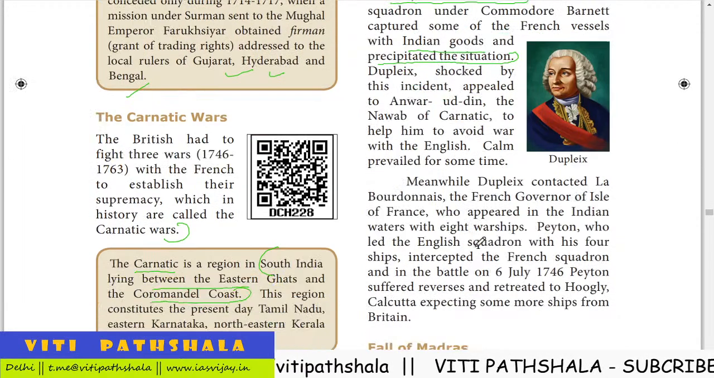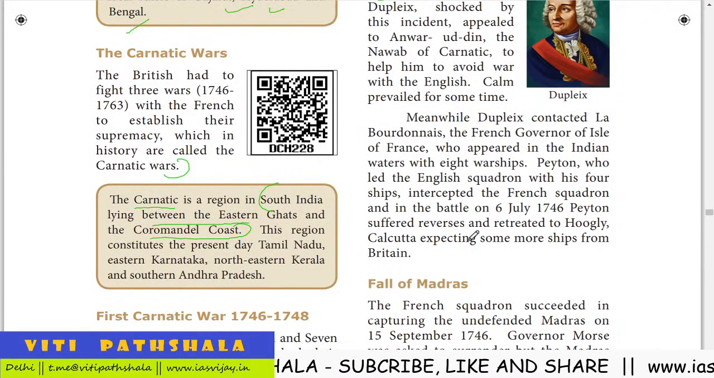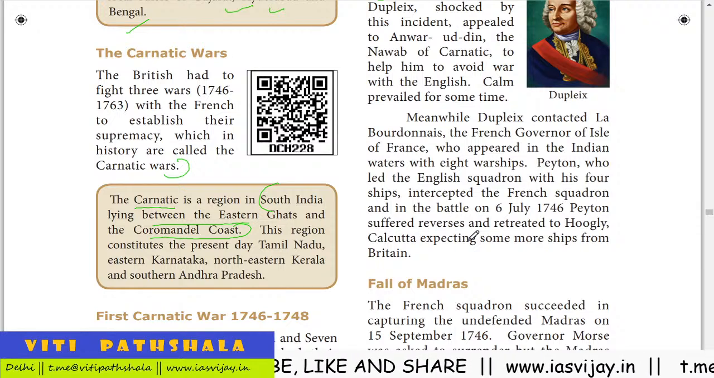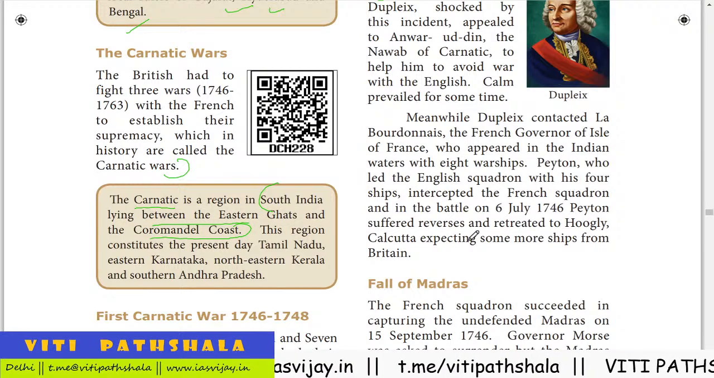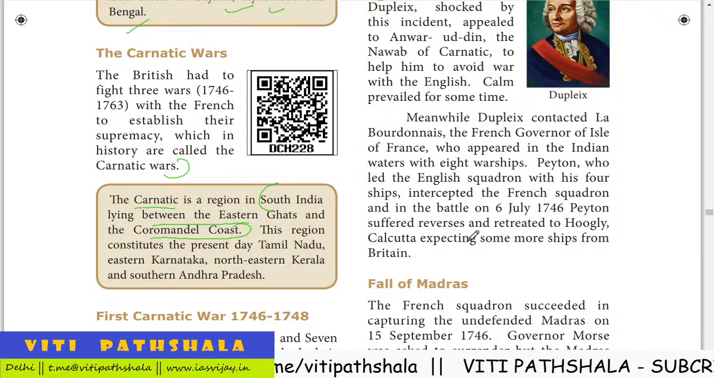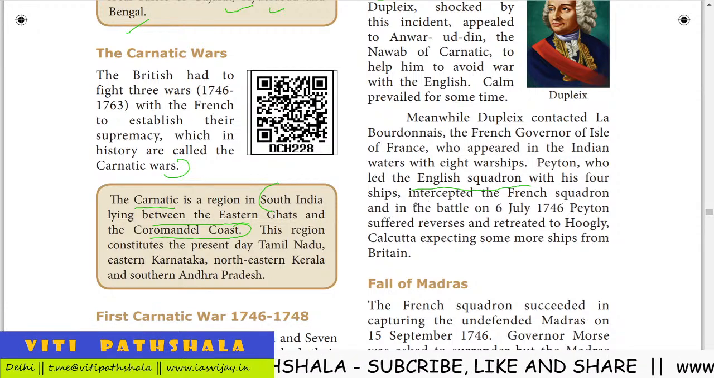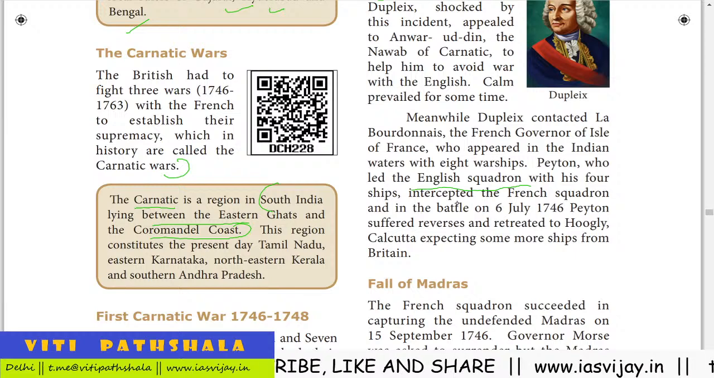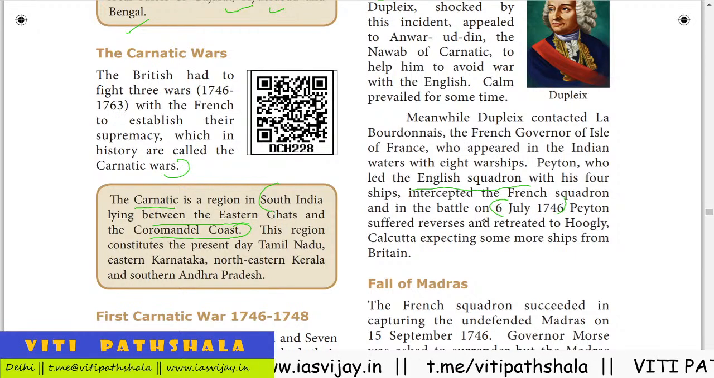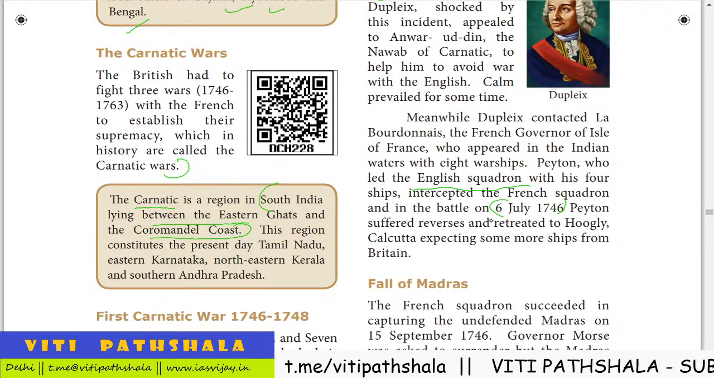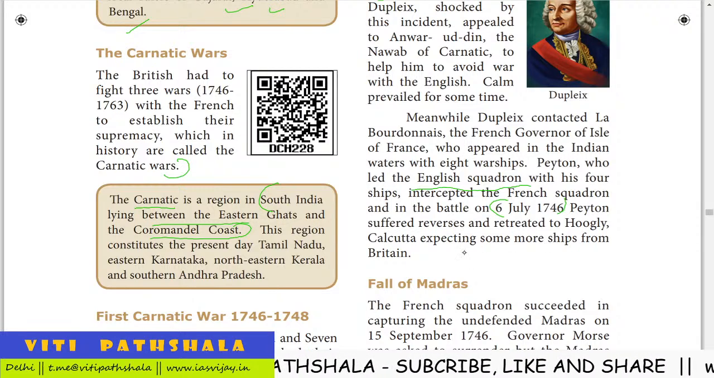Calm prevailed for some time. Meanwhile, Dupleix contacted La Bourdonnais, the French governor of Isle of France, who appeared in Indian waters with 8 warships. Now, Peyton, who led the English squadron with 4 ships, intercepted the French squadron, and in the battle on 6 July 1746, Peyton suffered reverses and retreated to the Hooghly, expecting some more ships from Britain.